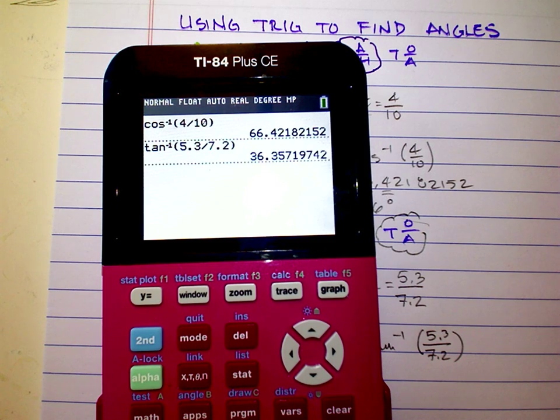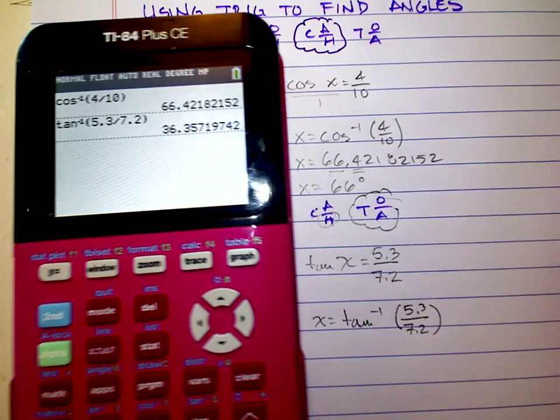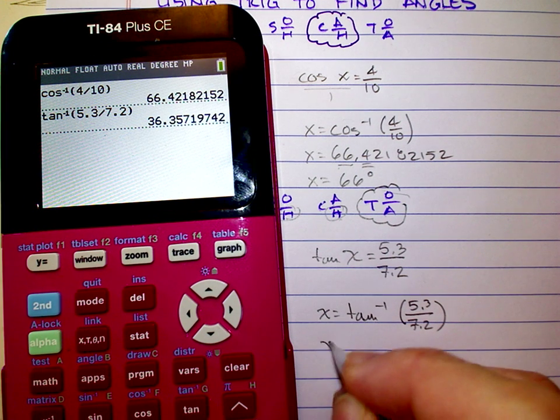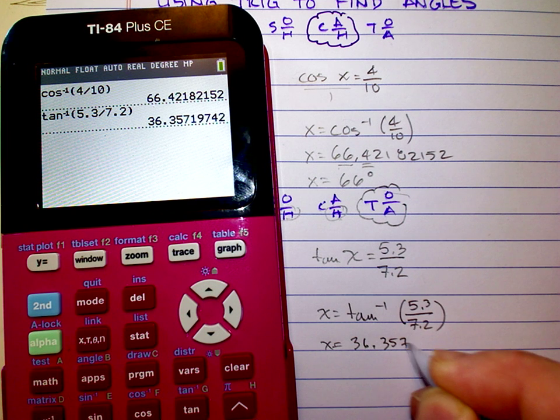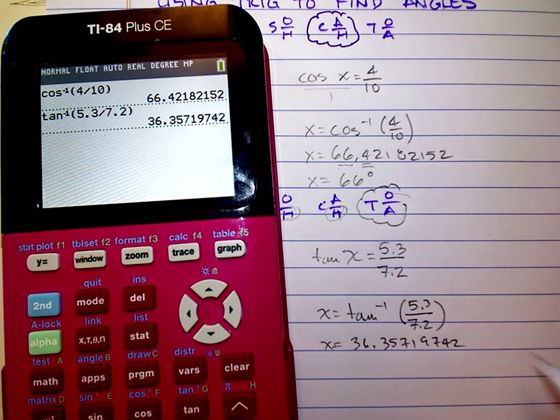But you'll see, again, I just go ahead and press enter. The value of 36.3571972 is given on the calculator. Round this to the nearest degree. Using the 3, that would give us just 36 degrees for our angle.